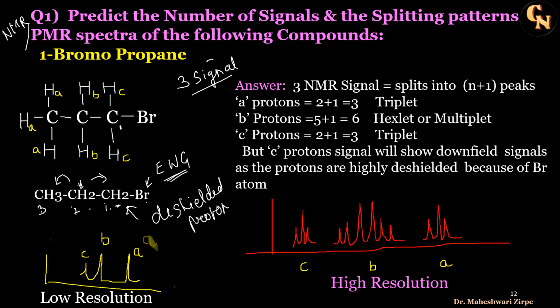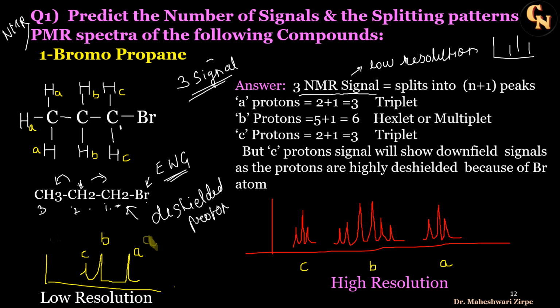How many signals can we see? We will be having 3 signals. Those 3 signals we can observe in low resolution. In low resolution we can only see 3 lines in the graph. That's all, 3 lines. Now how to find out which line will indicate which group, which proton, I am going to tell you today.